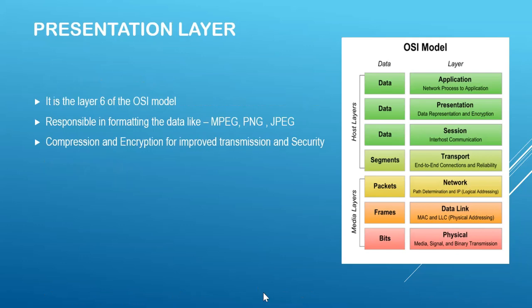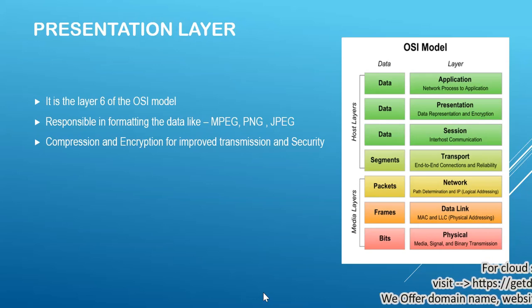Presentation layer is the layer 6 of the OSI model. It is responsible for formatting the data like JPEG, PNG, MPEG. Compression of data happens to improve the transfer rate at this layer. Encryption of the data happens at this layer to improve security.